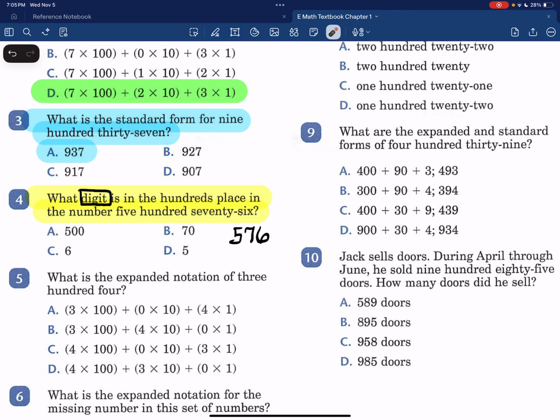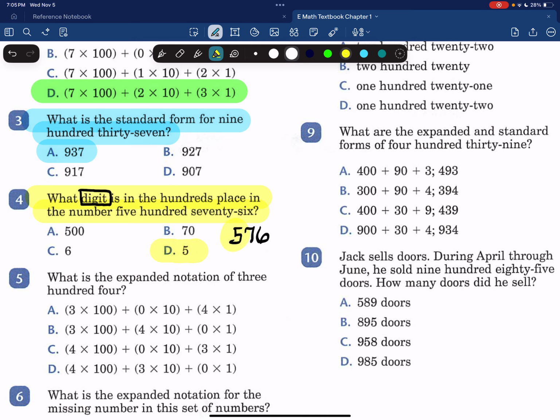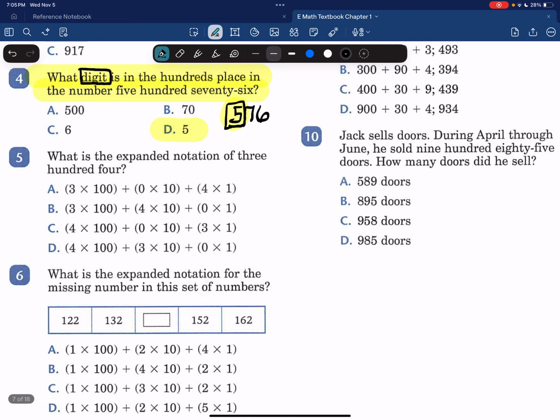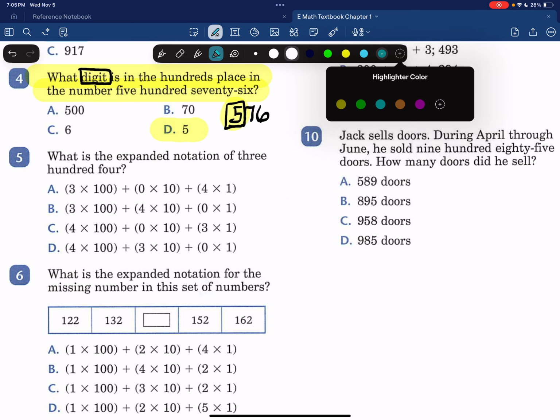So the digit in the hundreds place here is the 5. The answer is not A. It's the digit 5. It's talking about that number only. Let me put a box around that. That question gets missed a lot. A lot of people choose A. Okay, let's take a look at, it's going to try to add a highlighter color.